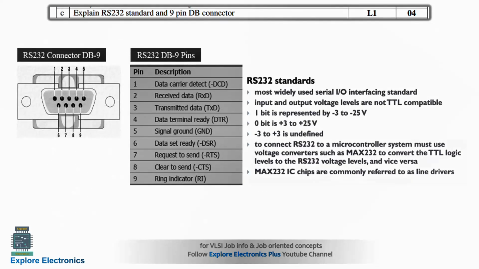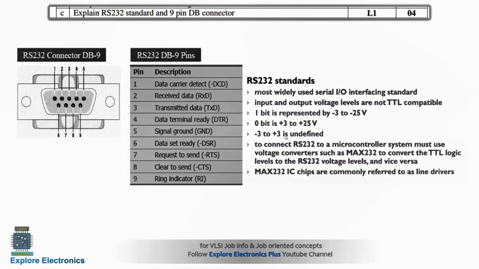Then the next question is explain RS-232 standard and the 9-pin DB connector. So the 9-pin DB connector indicates it is having 9 pins. You can see here there is a connector shown. You need to draw this diagram like this. So here it is indicating 5 pins at the top, 4 pins at the bottom. Starting with this pin is 1, 2, 3, 4, 5. It goes like this, and 6, 7, 8, 9. Each and every pin will have certain functionality. Pin 1 will be data carrier detect. Second pin will be receive data. Third pin is for transmit data, and it goes on.